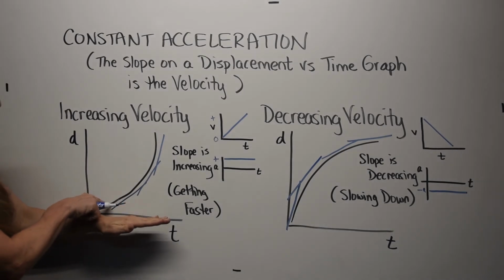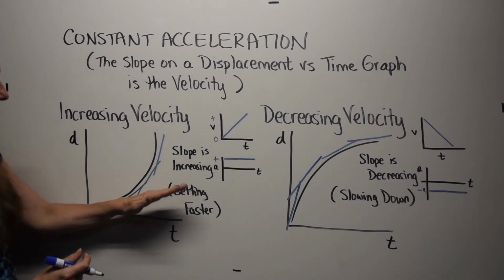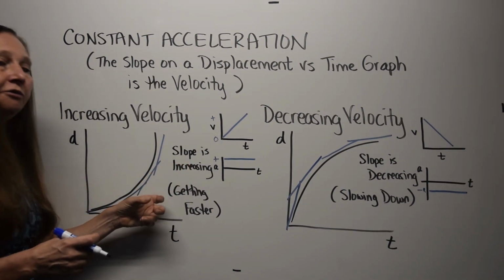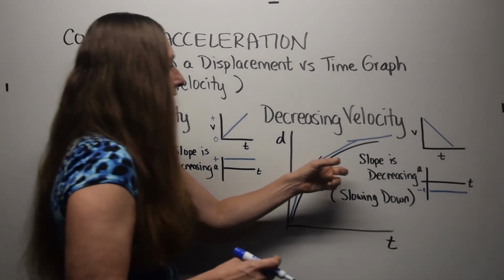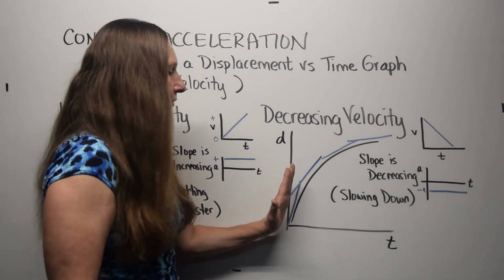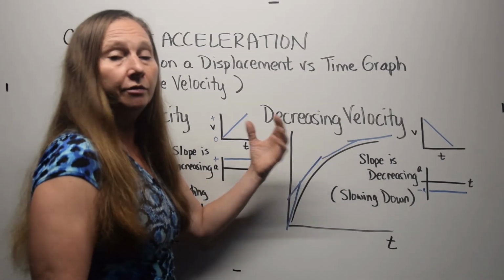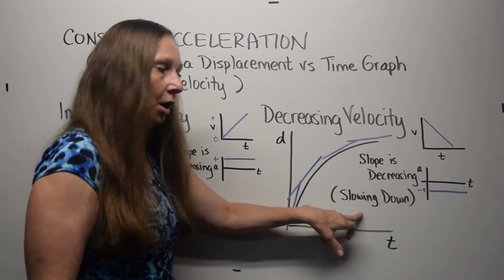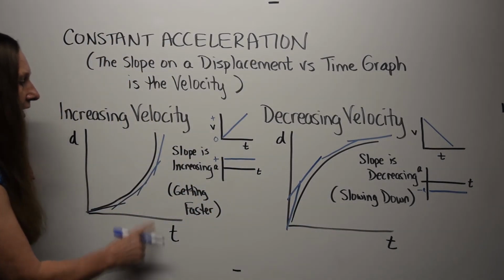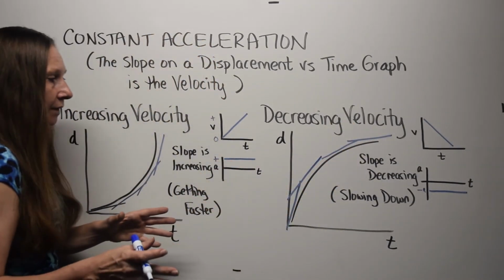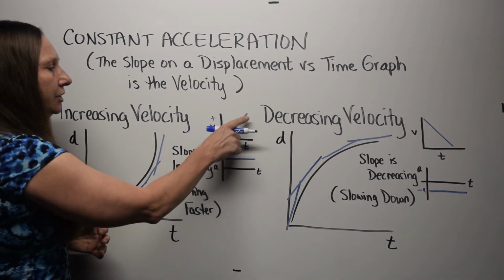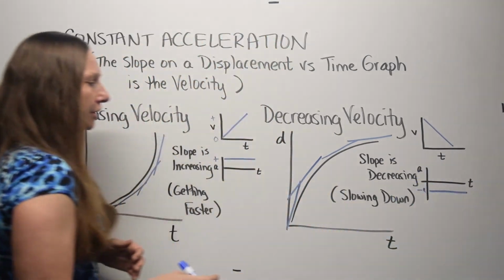Now this positive velocity here, see the slope is getting bigger, so the velocity is increasing, or getting bigger. You're getting faster on this graph. On this graph, the velocity is positive, and it's a big slope, so it's a big velocity. The slope is decreasing, so the velocity is decreasing. The velocity is getting smaller, you are slowing down. In either case, because this is a displacement time graph, and it's curved, it's showing some form of acceleration. Now it just so happens here, the velocity is increasing. Here, the velocity is decreasing.